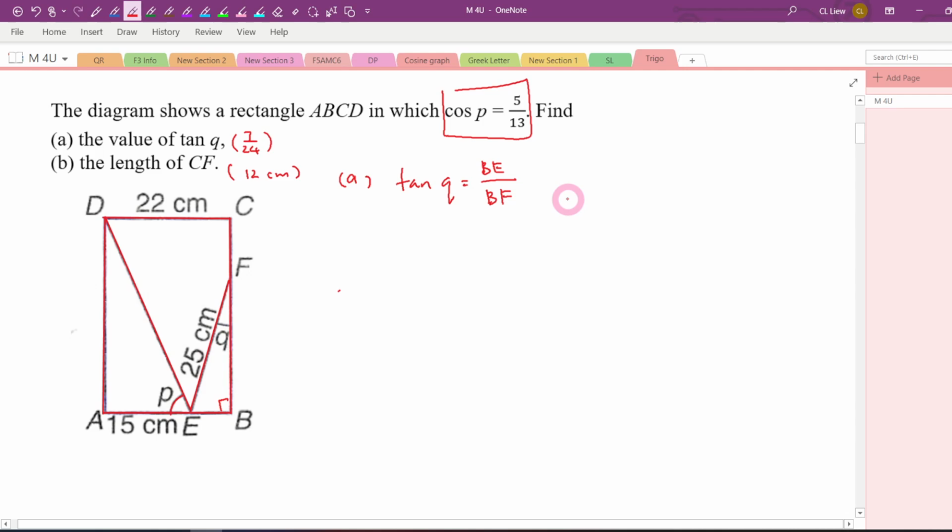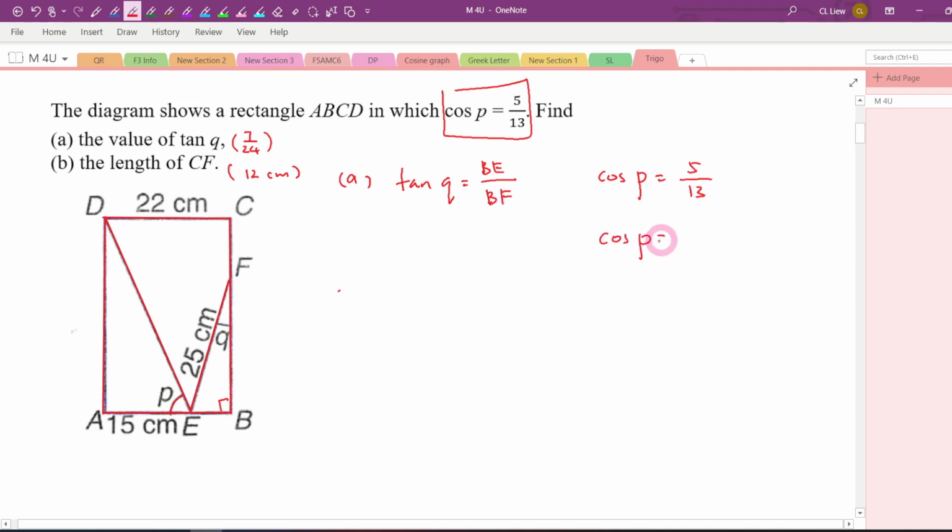Now we have a problem. We don't have BE. We don't have BF either. So how do we get tangent Q? It's okay. Let me just keep this one, just stop here first. Then try to think. Why does the question give us this? Cosine P is equal to 5 over 13. How do we get cosine P?